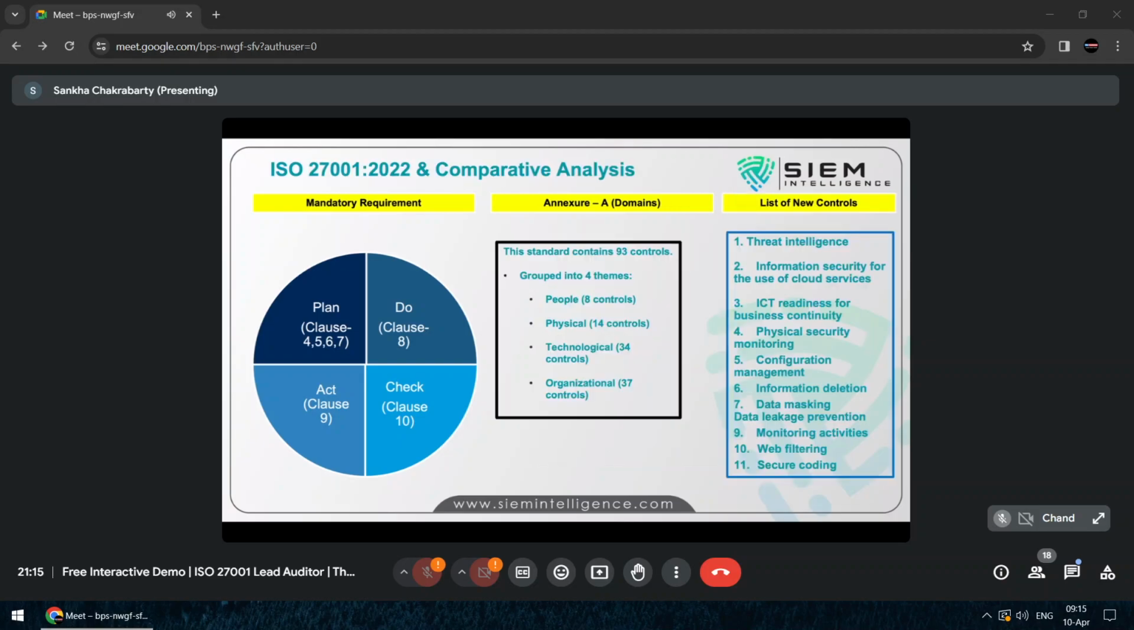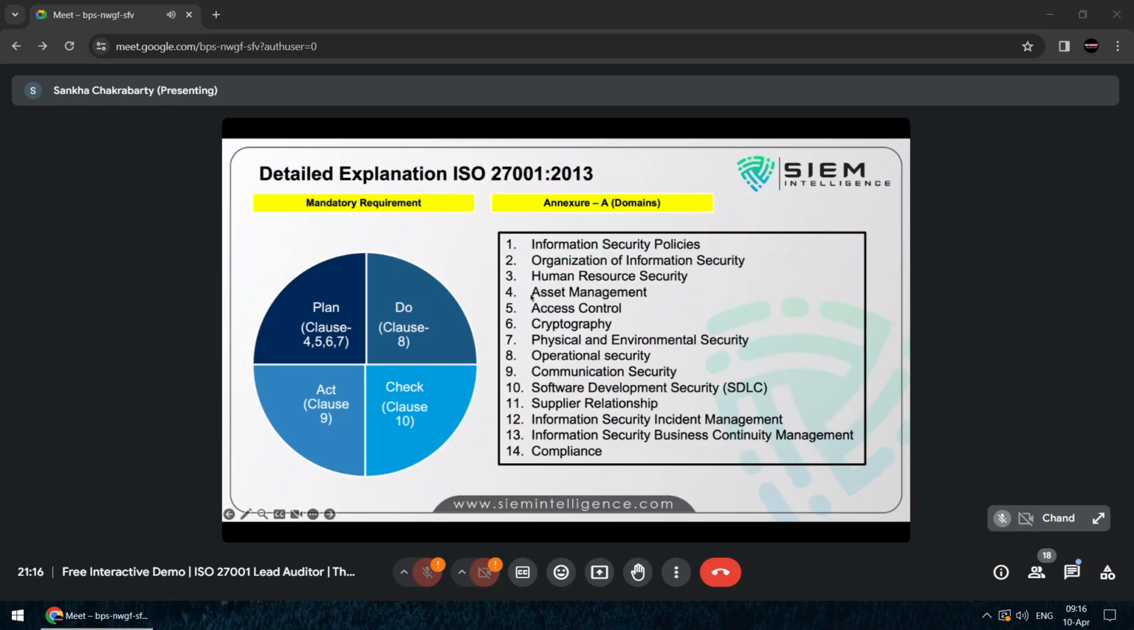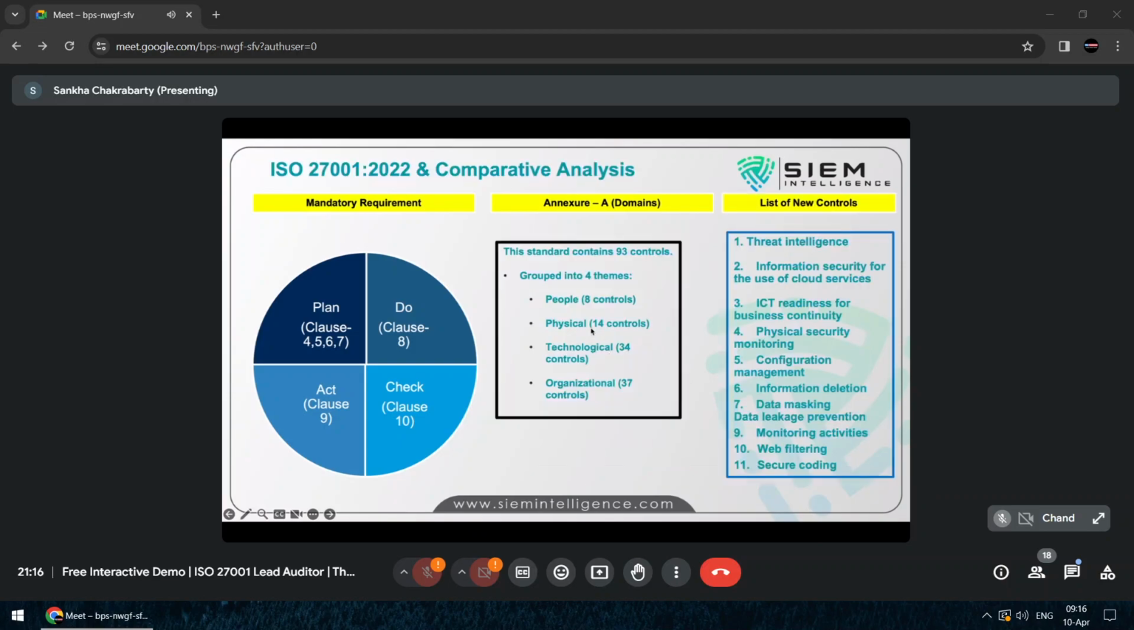Now in 2022, because of artificial intelligence, data security, data masking and DLP, data leakage prevention, they came up with some new controls, discarded some old controls, and merged some with existing controls. The mandatory requirements remain the same. The Annex A domains changed, and the controls went from 114 to 93. There were 14 domains, but now there are only 4 domains, which consist of PPTO, also termed OPPT, just to memorize. It stands for organizational control, people control, physical control, and technological controls.